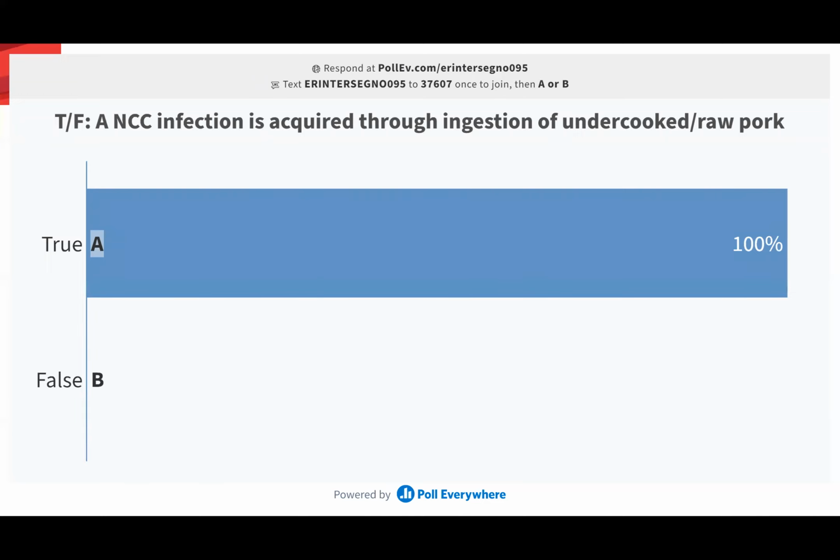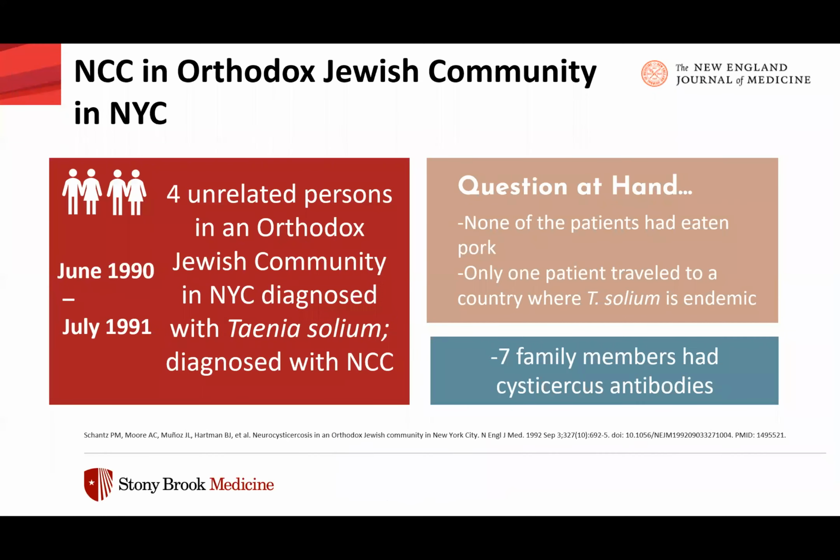Awesome. So I see some people said true. Now, keeping this in mind, I wanted to present a journal article from the New England Journal in the 1990s, where they found 4 unrelated persons in an Orthodox Jewish community in New York City who were diagnosed with Taenia solium and ultimately diagnosed with neurocysticercosis. The question at hand here is that none of these patients had eaten pork, and only 1 patient traveled to a country where Taenia solium is endemic. So that begs the question of how did this happen if we think it's transmitted through ingestion of undercooked or raw pork that is infected with Taenia solium?